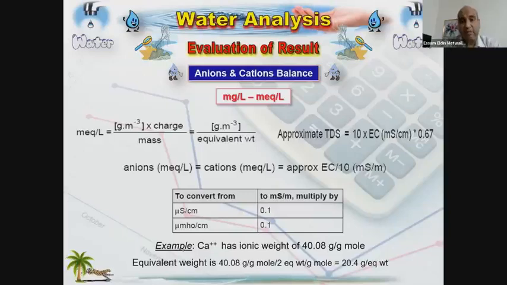To make evaluation for our result, we have to make evaluation after finishing all analysis. We ask ourselves about the cation and anion balance. Anion and cation balance means that in a water sample there are a lot of anions, meaning chloride, sulfate, phosphate, and so on. Negative charge, we call it anions.